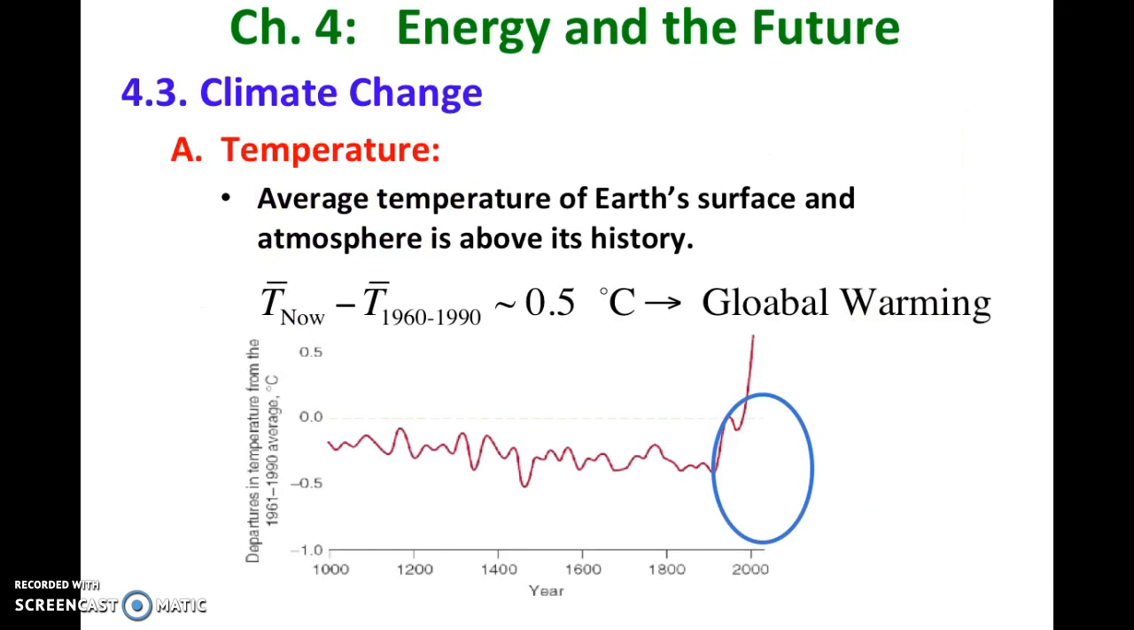As more and more energy is used daily, the climate changes. The average temperature of Earth's surface and atmosphere has been found to be above its historical levels. The average temperature now is 0.5 degrees Celsius higher than the average temperature during the 30 years from 1960 to 1990.